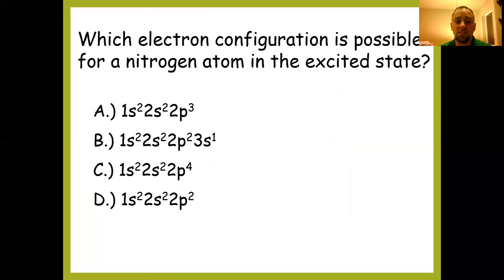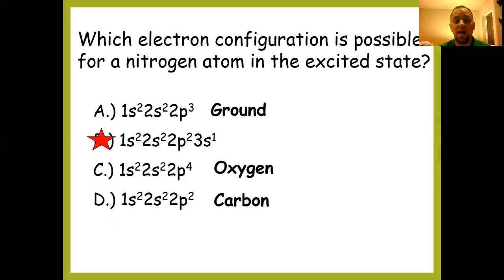All right, now that you've had a chance to take a look at this, let's take a look at our answers here. We have a number of different electron configurations for nitrogen. But if you notice some of these answers, did they have the right number of electrons? Hopefully you checked that. Okay, and hopefully you picked B. B has the correct number of electrons. C and D do not have the correct number of electrons.